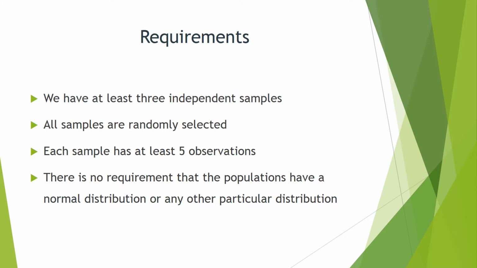The requirements are that you have to have at least 3 independent samples. All the samples need to be randomly selected, and each sample has to have at least 5 observations, and other than that, there are no distribution requirements.